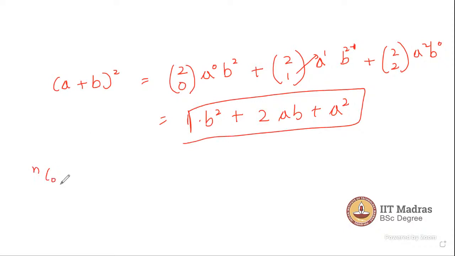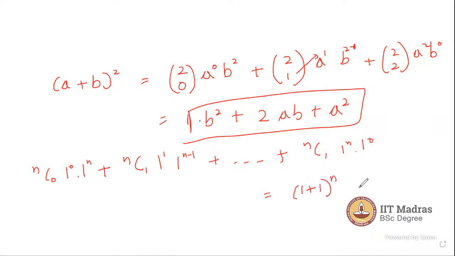But when I do this, I can say that 1 raised to the power 0 times 1 raised to the power n, 1 raised to the power 1, 1 raised to the power n minus 1, and so on. So it's 1 plus 1 whole raised to the power n, so 2 raised to the power n. If you replace it by a and b, then it will be a plus b whole raised to the power n. That's just an expansion. That's why we directly use it. Yeah, 2 to the power n. Okay. Thank you, sir.